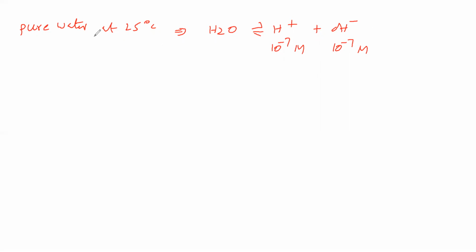I have taken just pure water only. I have taken the temperature as 25 degrees Celsius. At this temperature, this equilibrium is possible. H plus concentration is this much, OH minus concentration is this much. To this, let us add acetic acid. Glacial acetic acid means 100% acetic acid, that is, pure acetic acid crystals. That glacial acetic acid I am adding into this pure water and I get an aqueous solution of acetic acid.